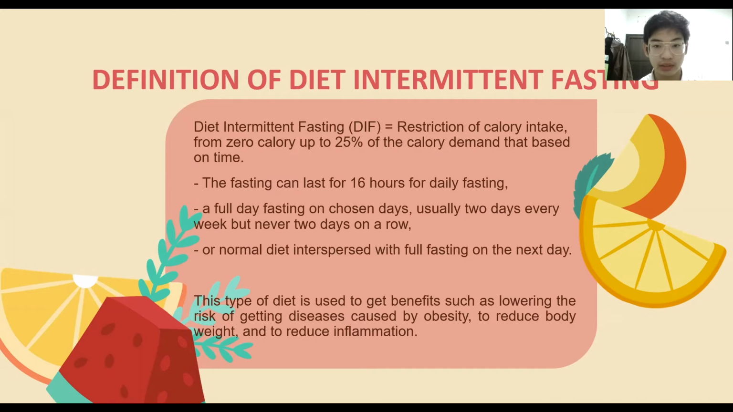Next, we will discuss diet intermittent fasting. Diet intermittent fasting, or DIF, is the restriction of calorie intake from 0 calories up to 25% of the calorie demand, based on time. It can be daily fasting for 16 hours, or 2 days in a week of full day fasting, but never 2 days in a row. Or it can be a normal diet interspersed with full day fasting on the next day. People usually use this diet to reduce the risk of diseases caused by obesity, to reduce body weight, and to reduce inflammation.